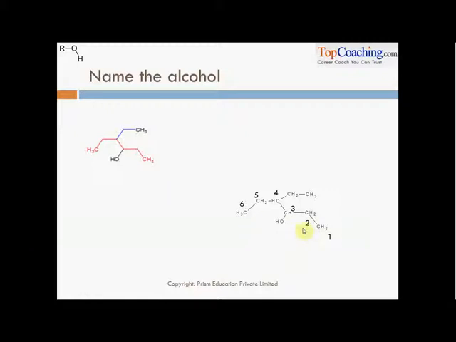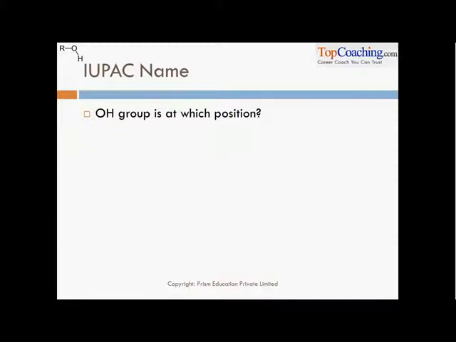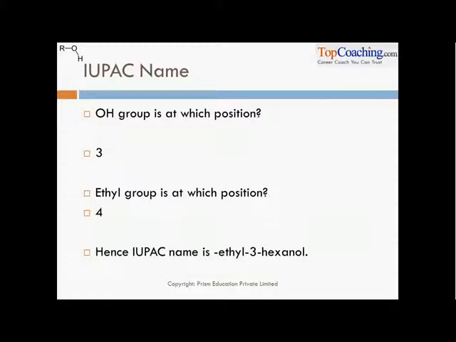So what do I see? I see a hydroxyl group at number 3 and I see an ethyl group at number 4. So friends, how do I name it? The OH group is at which position? Number 3. The ethyl group is at which position? Number 4. Hence the IUPAC name is 4-ethyl-3-hexanol. Why ethyl first and hexanol later? Because the general IUPAC rules say that we have to follow the alphabetic order of groups.